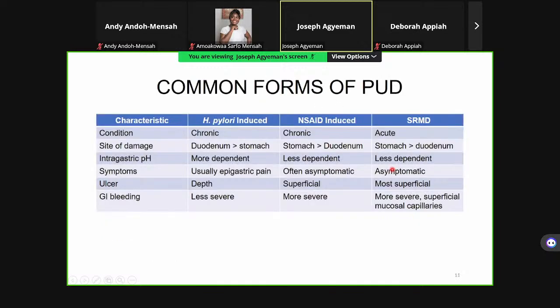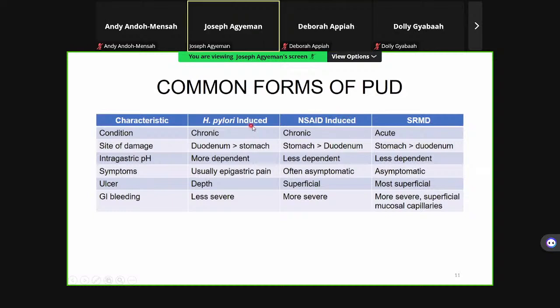Now, there are at least 3 different ways by which we can describe the etiologies of peptic ulcer. Mainly the most popular ones: either it is H. pylori induced, NSAIDs induced, or stress-related mucosal damage. SRMD means stress-related mucosal damage. So you are thinking about stress, cortisol, stress-related mucosal damage, NSAIDs-induced, H. pylori. These are the 3 most common forms of PUD.